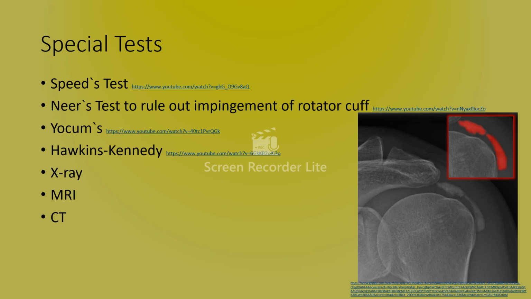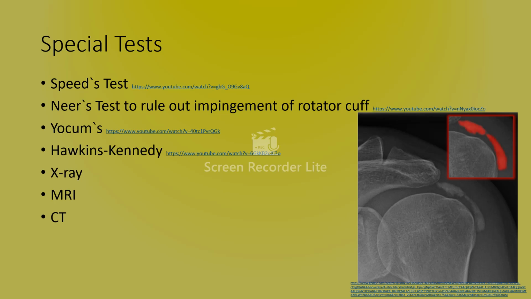Neer's is the patient sits, the AT stands facing them with one hand on the posterior shoulder, the other on the forearm or the elbow. The AT will elevate and immediately rotate the shoulder. Pain is positive, and that is for impingement of the rotator cuff.